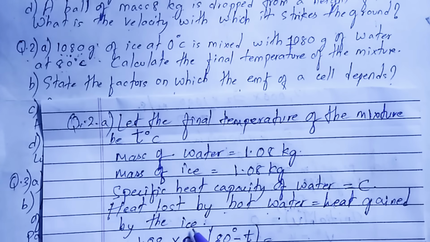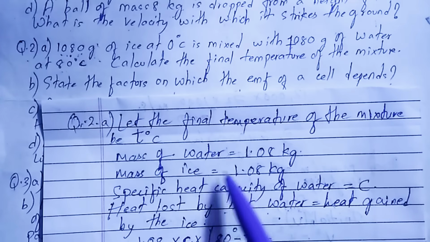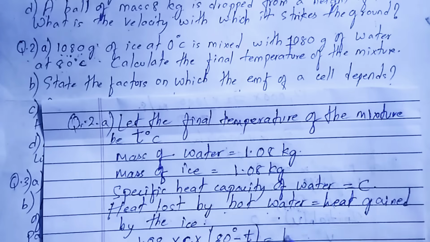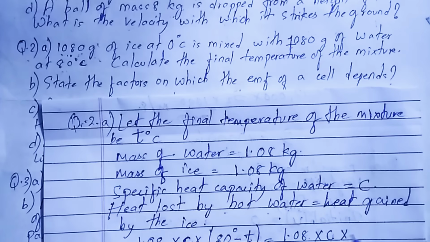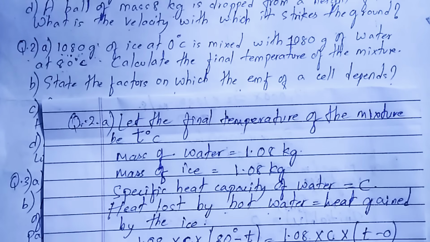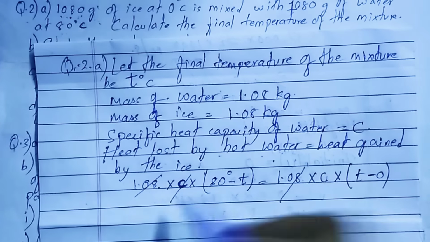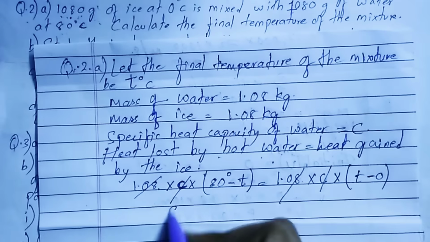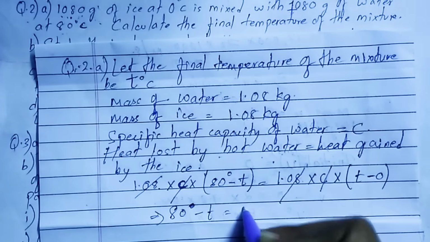And heat gained by ice. So here all the values will be of ice. So mc delta T, again this formula. Mass of ice is 1.08 again. C is not given, so we take it as C only. And delta T, change in temperature, will be T minus 0. So 1.08 will get cancelled, and C and C will get cancelled. So we are left with 80 minus T equals to T.